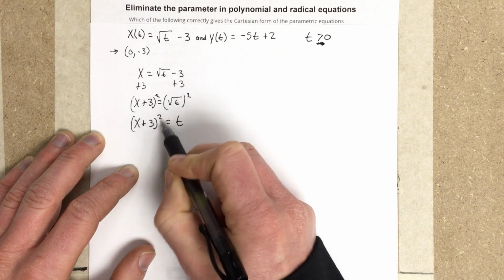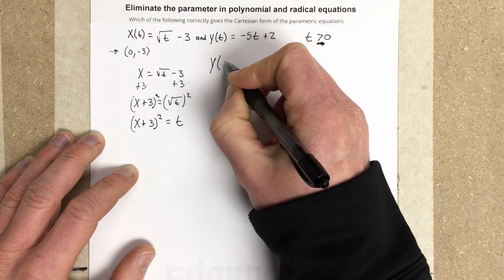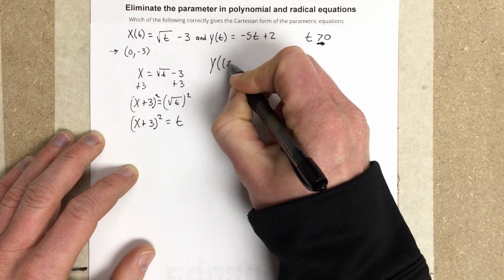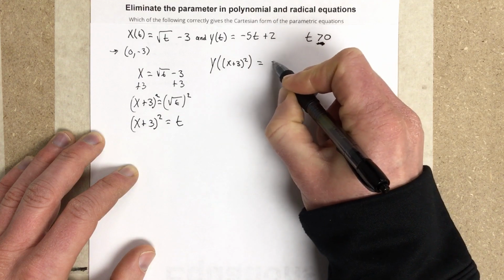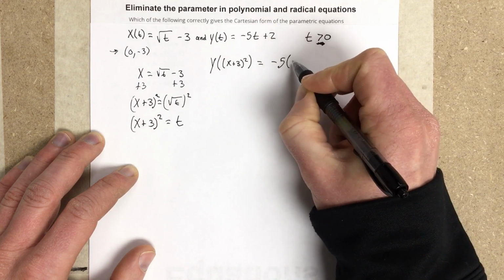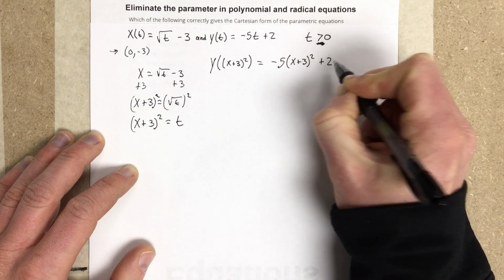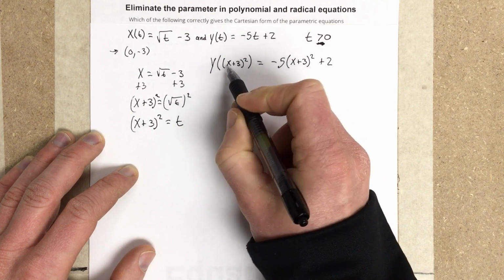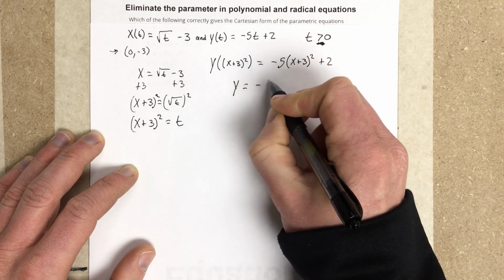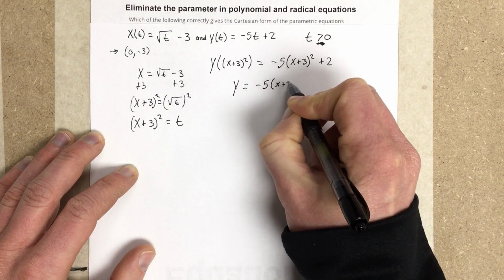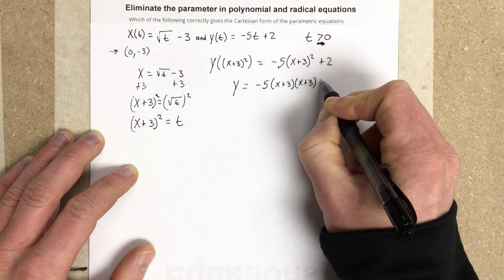And then I'm going to substitute that into my y equation here. So I get y with an input of x plus 3 squared, which would equal negative 5 times x plus 3 squared plus 2. So this is y is equal to, let's expand this a little bit, negative 5, x plus 3 times x plus 3, plus 2.